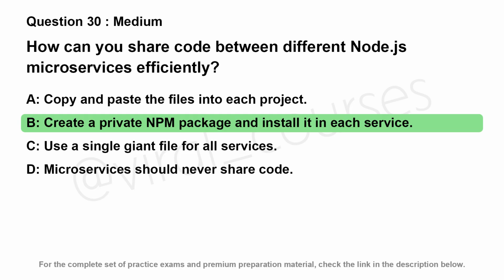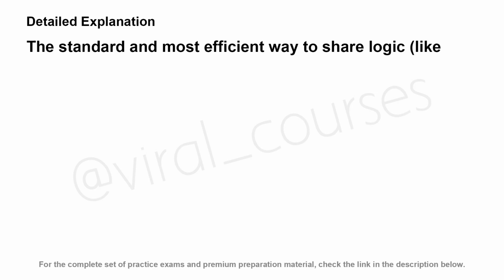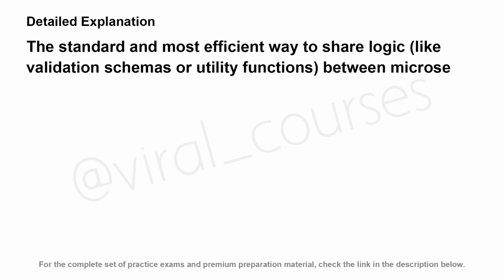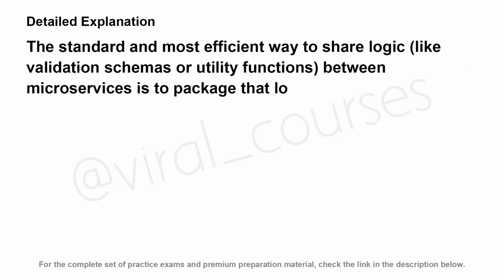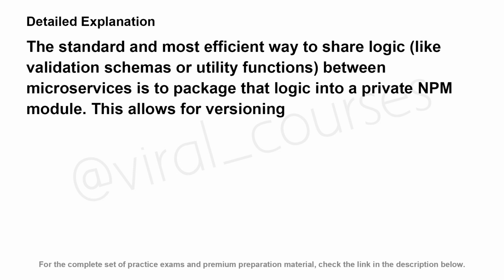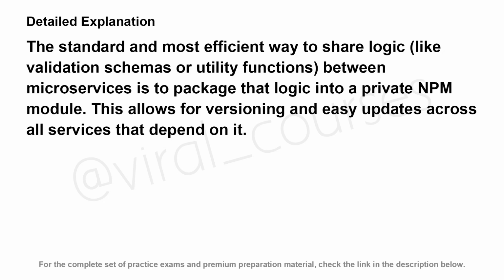The correct answer is B. The standard and most efficient way to share logic, like validation schemas or utility functions, between microservices is to package that logic into a private npm module. This allows for versioning and easy updates across all services that depend on it.